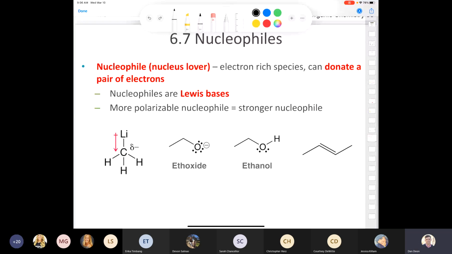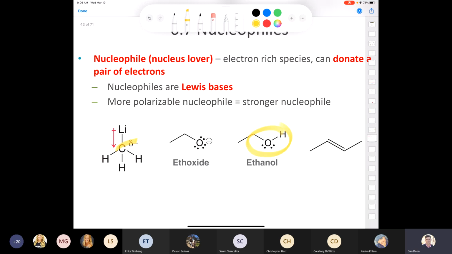Also, if you have something that's more polarizable, it's going to be a stronger nucleophile. Now, if you don't remember what polarizable is, I'll get to that in a second. But if you look at all four of these down here, all four of these could be nucleophiles. Why is this nucleophilic? Because the carbon is delta negative. It's pulling most of the electron density towards itself. So it's like looking for a nucleus. Look at ethoxide. I mean, come on, good gravy. It's got a negative charge right on it.